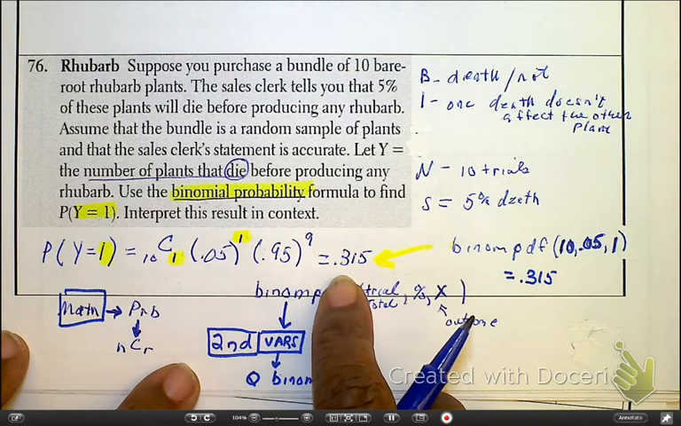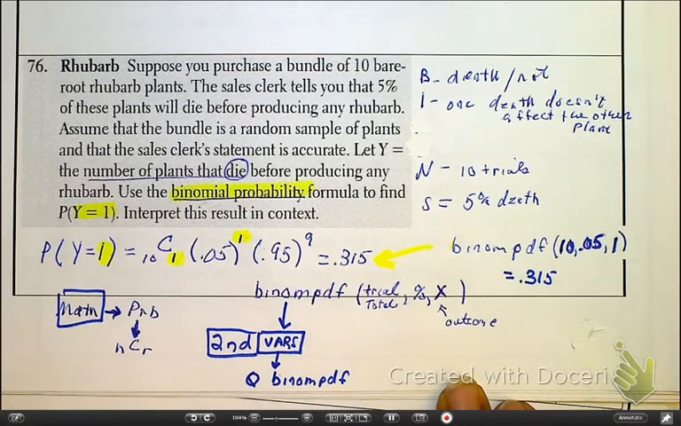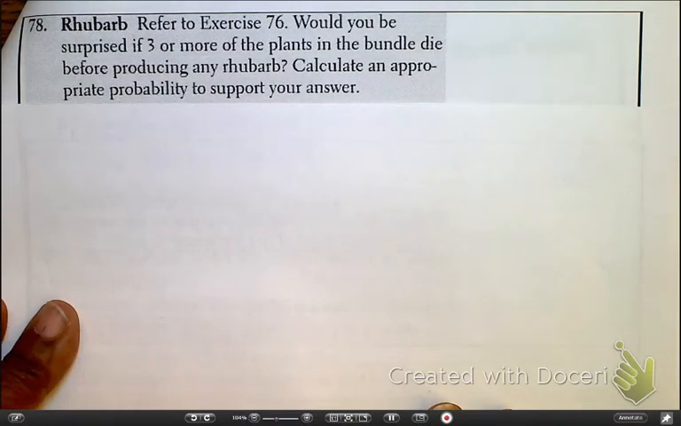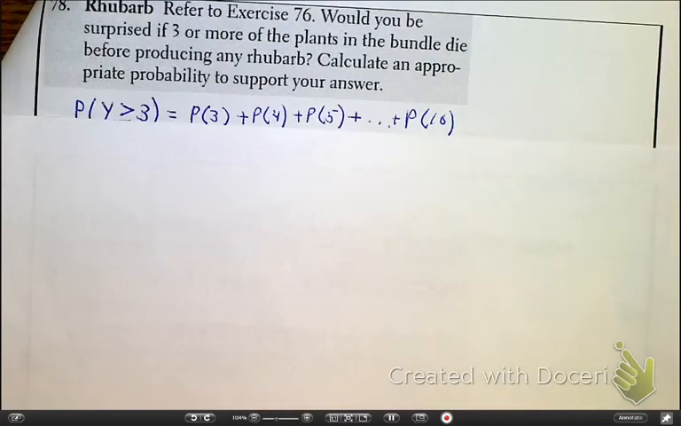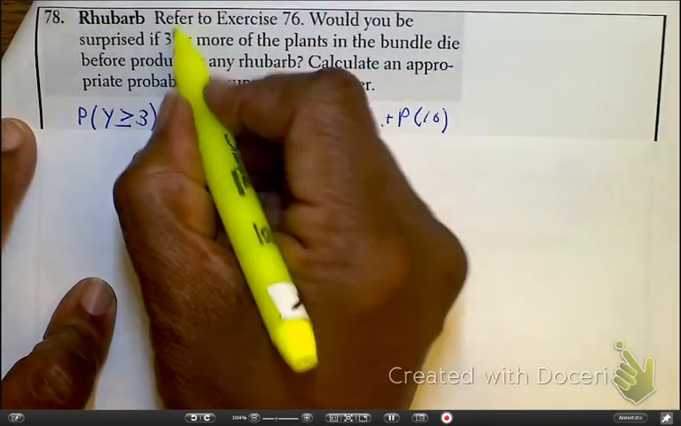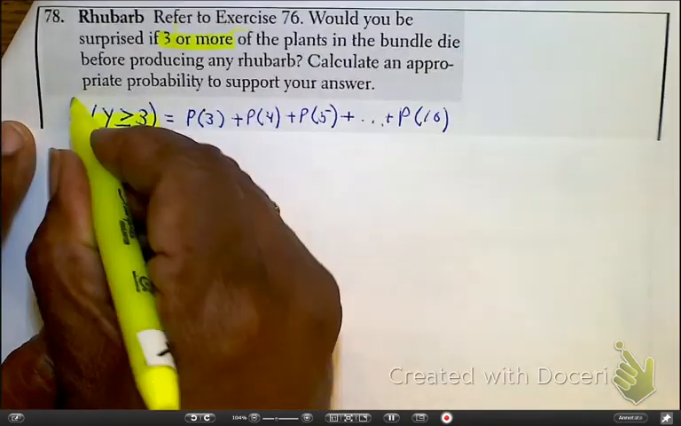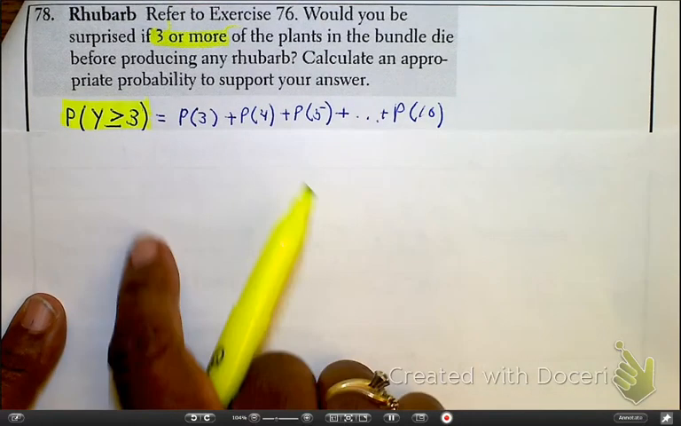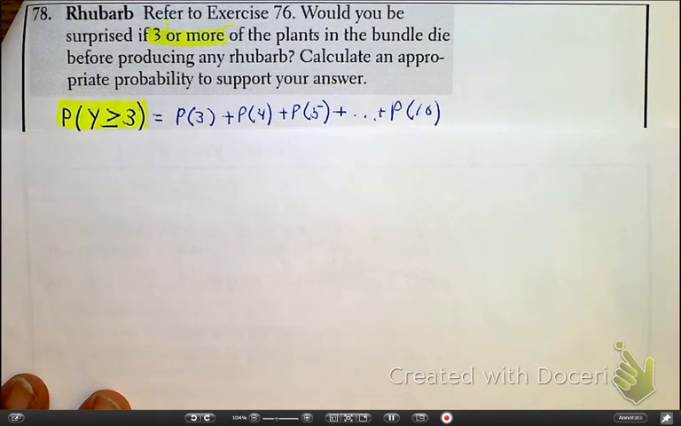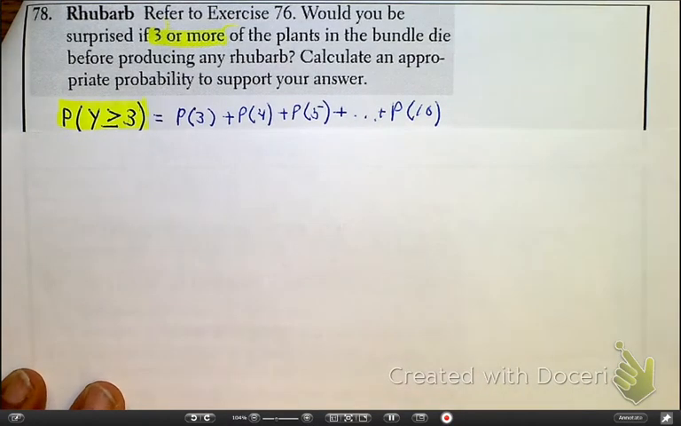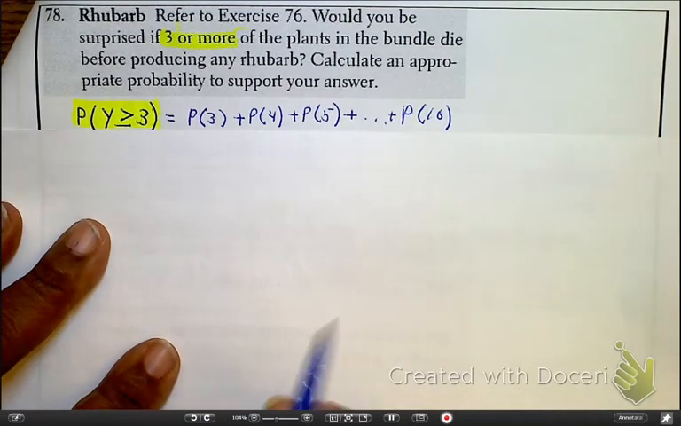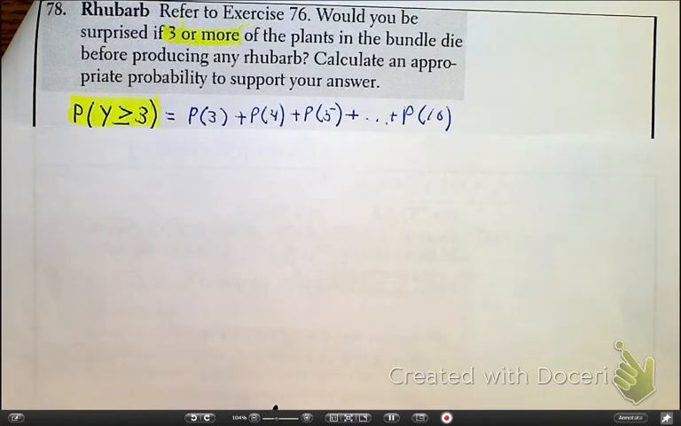But now let's look at problem number 78. I believe it's 78, let me check. Okay, so go ahead and read problem number 78. Now, they're asking for the probability of it being 3 or more, which means here the probability of 3 or more is the probability of 3, 4, 5, and so on, then the probability of 10. Now let's think about our options. Are we going to do the combination of 10 choose 3, the combination of 10 choose 4. Let me start this and see if you want to do all this mess.